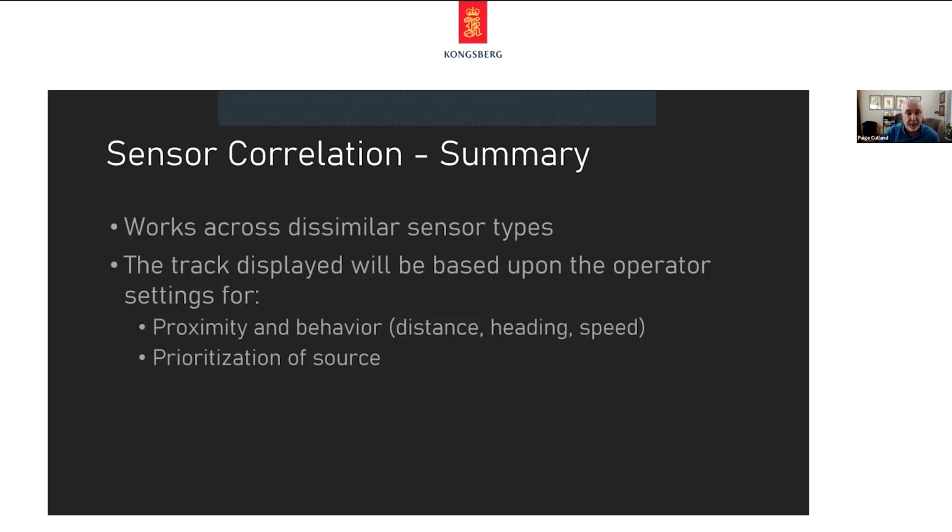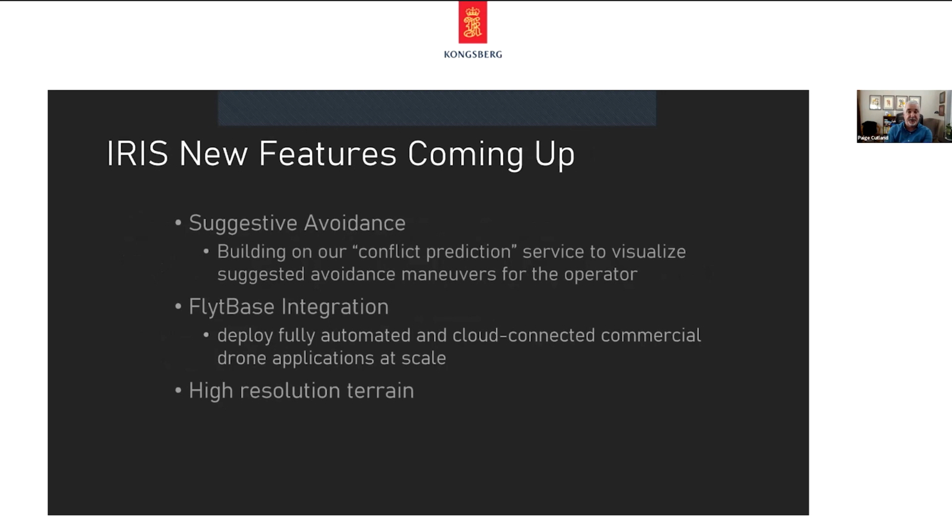So with that, I'll just mention that we have some new features coming up in Iris. There's the suggestive avoidance service that might be the subject of our next webinar, where based on our conflict prediction service, or that loss of separation in the detect and avoid that we're providing, we provide visualization of suggested avoidance maneuvers for the operator. And as mentioned, we have the flight-based integration now, which we've tested with drones as far away as Norway from our Ottawa office. And finally, some high-resolution terrain sources that are new to Iris that we're integrating.